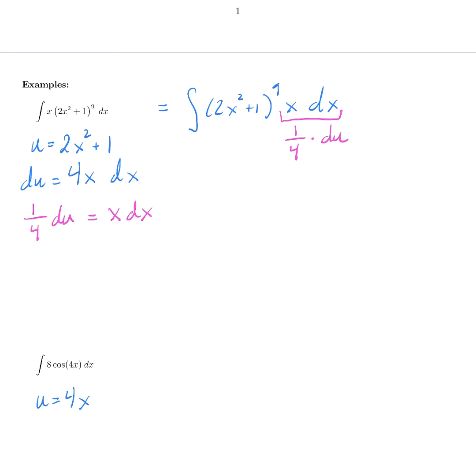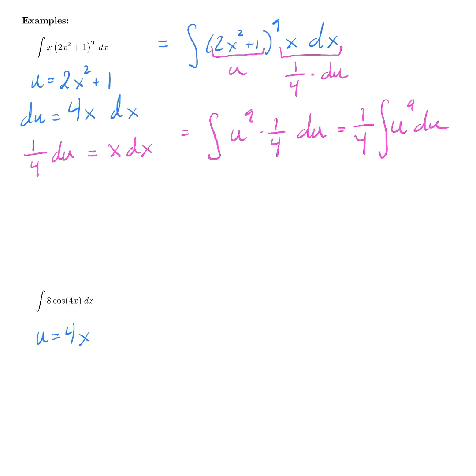I need everything in terms of u. Well, the thing inside the parentheses here is u. So my initial rewrite of this integral looks like u to the 9th times 1/4 du. And now that 1/4 is just a constant, so it can actually come out in front of the integral. And so I have 1/4 the integral of u to the 9th du. You may start to do this faster and not need to move terms around and label them all as you gain some practice, but at first it doesn't hurt to do that.